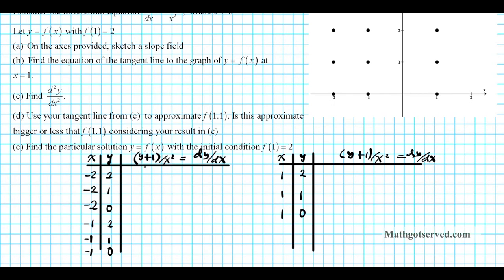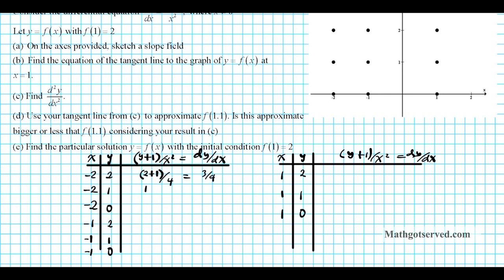The first one we have is just add 1 to the y, so that's 2 plus 1 divided by the denominator squared. Negative 2 squared is 4. So dy/dx at this point is 3 over 4. So that's what the slope of the tangent line is going to look like. Alright, next one.